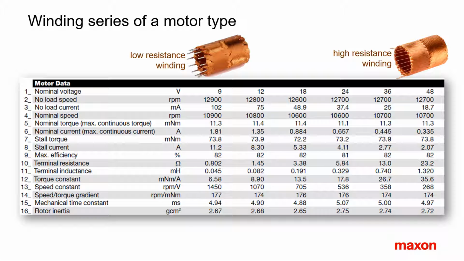The purpose of the winding selection is to match the available electrical power, current and voltage, to the required mechanical output power of the motor. It is torque and speed.